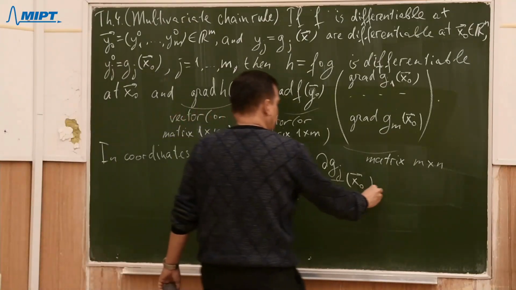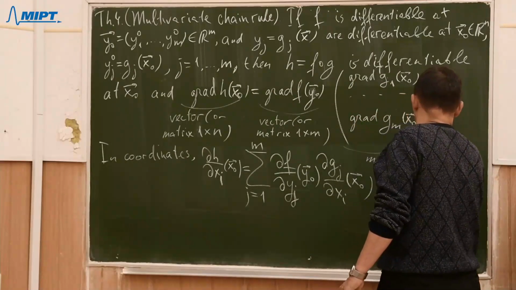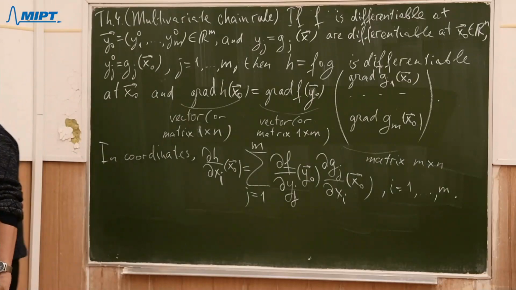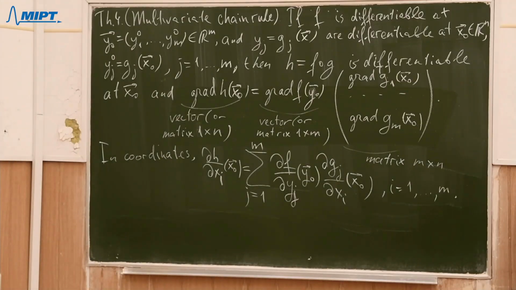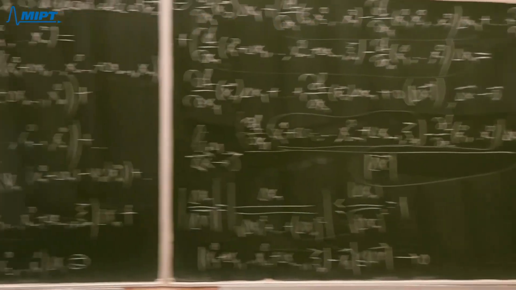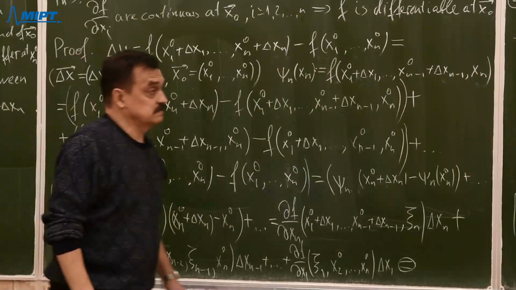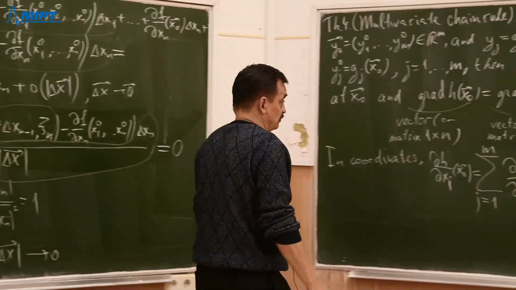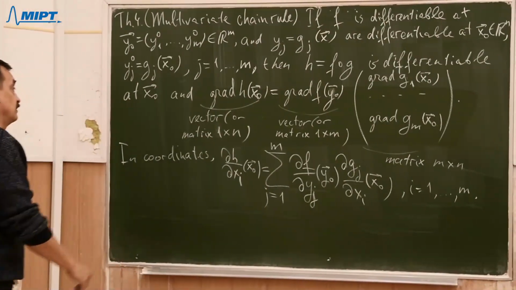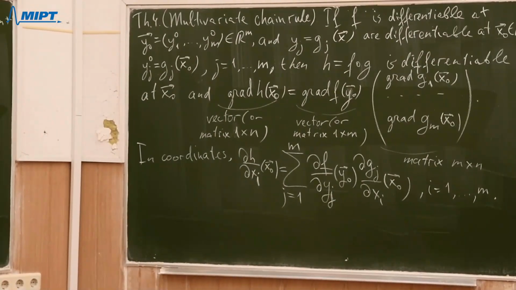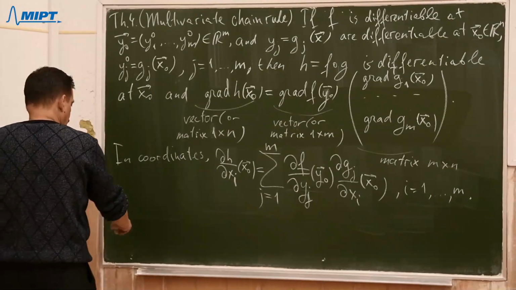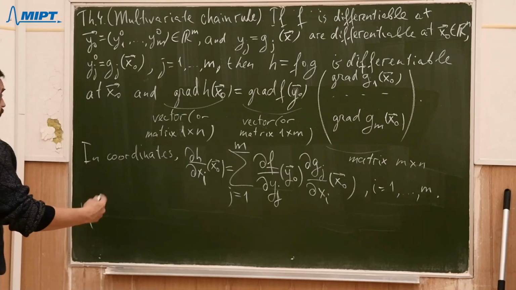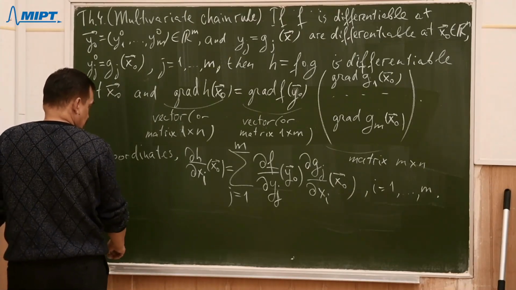I from 1 up to m. So how to remember it? Because definitely it looks rather complicated. But let me write a more practical thing to understand what is going on.